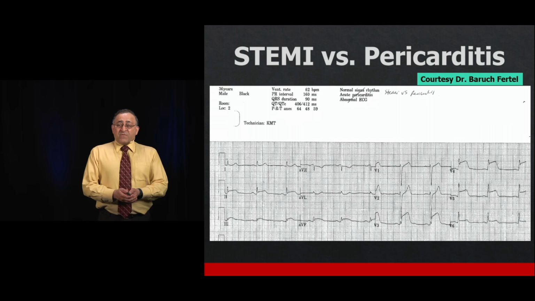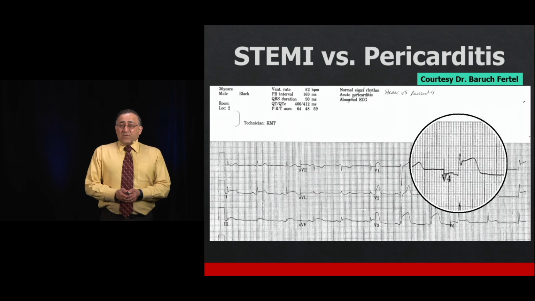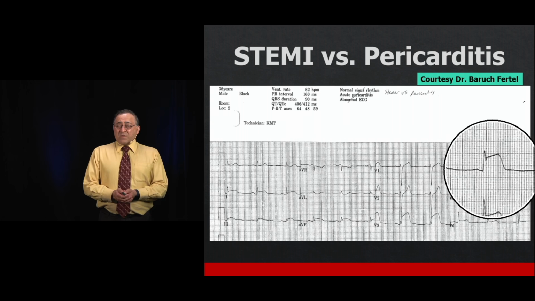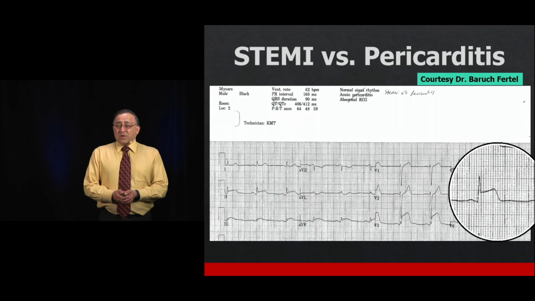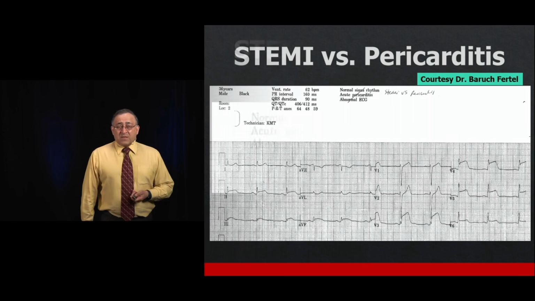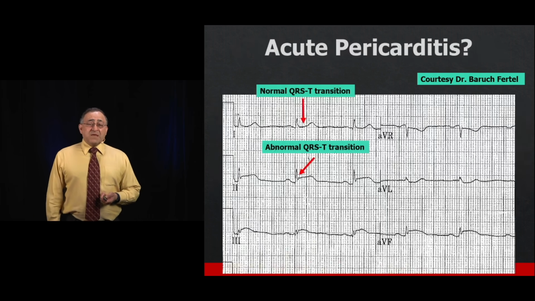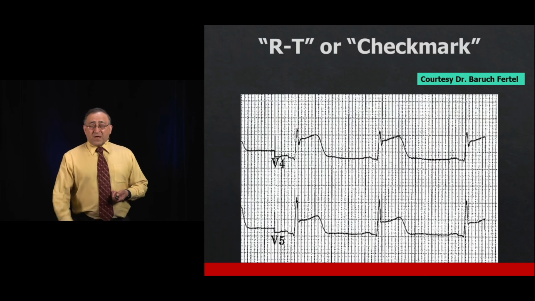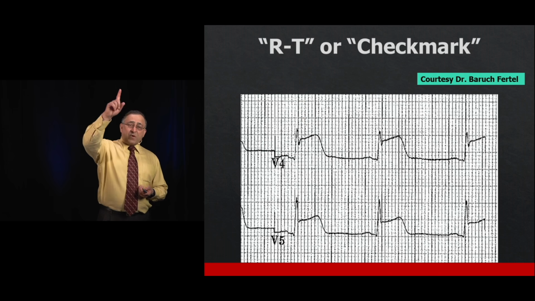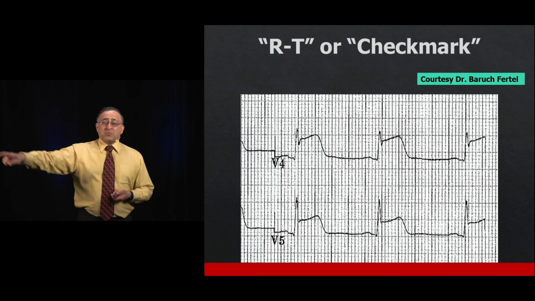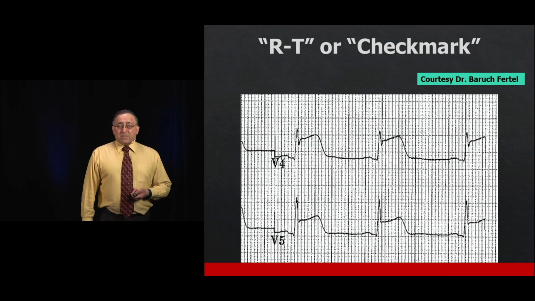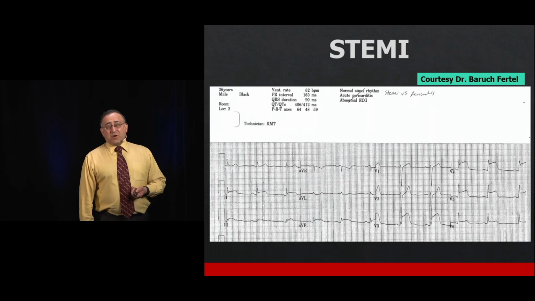If you look out here at V4 and V5, you've also got that check mark sign. The R wave comes down and shoots right out. There's no gentle transition. That's something that STEMI tends to do, not pericarditis. There's your V4 and V5. R wave comes down and then bam, shoots right out like a check mark. That points towards STEMI and not pericarditis.